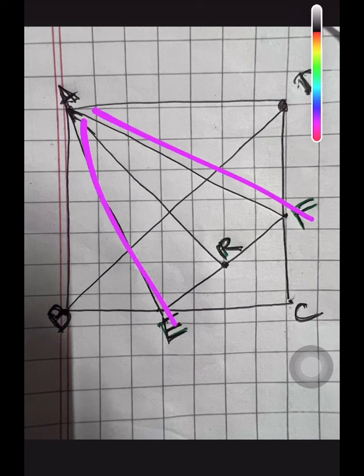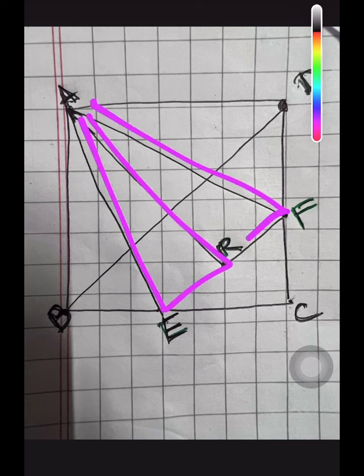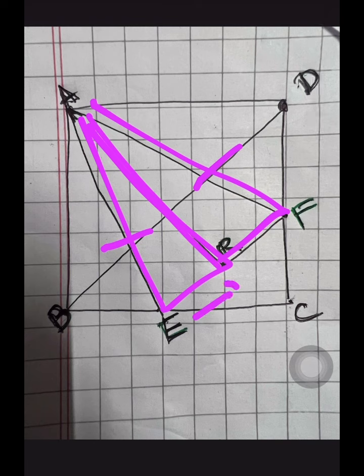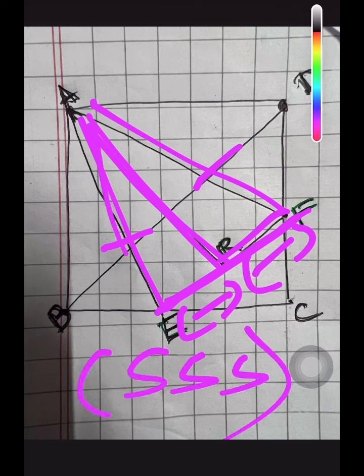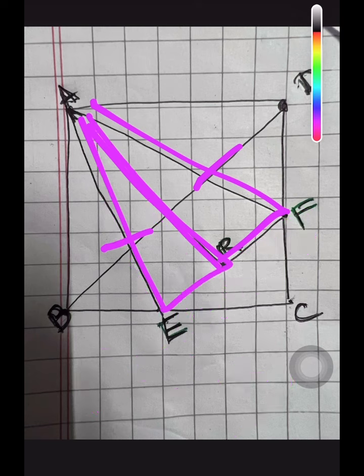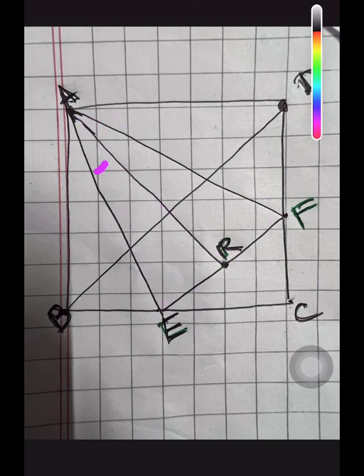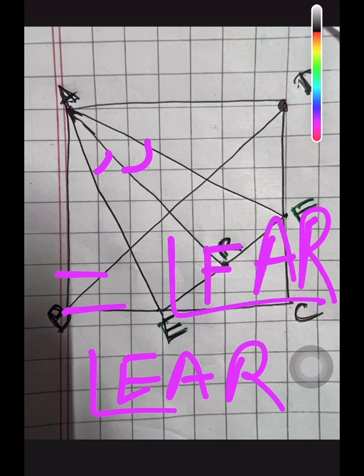Now let's see these two triangles AER and AFR. Now this side equal to this side already proved. AR is common and ER is equal to FR because R is the midpoint of EF. Therefore, by triple S criteria, this triangle is congruent to this triangle. Okay, and since they are congruent, therefore this angle will be equal to this angle, that is EAR will be equal to FAR, these two angles.